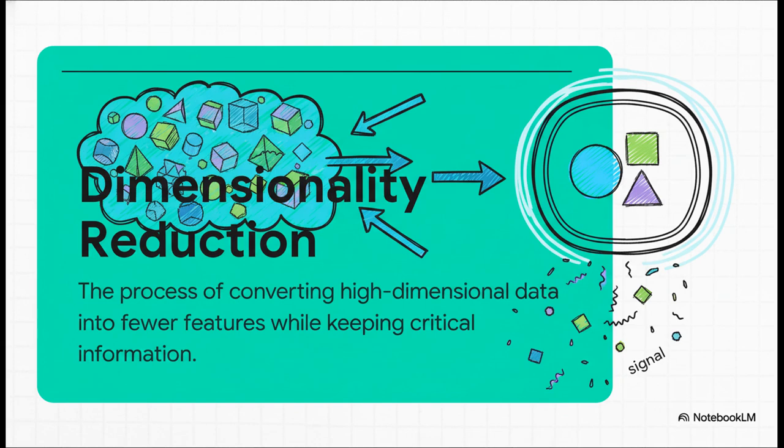Well, at its core, dimensionality reduction is just the art of smart simplification. It's about taking this massive, bloated data set and, well, squishing it down. The whole idea is to intelligently throw out all the junk, the noise, the redundant stuff, and hold on tight to the critical information, the stuff that actually matters. It's all about finding that signal in the noise.